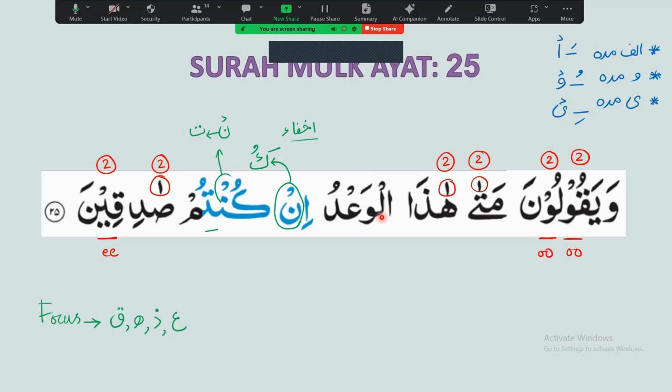And we say wa'adu, hadha al-wa'adu, wa'adu, right? I hope you can hear this. Hadha al-wa'adu. Ayn, okay, so dal again is a light letter. The tip of the tongue touches the back of your upper teeth, and you say du. Wa'adu.